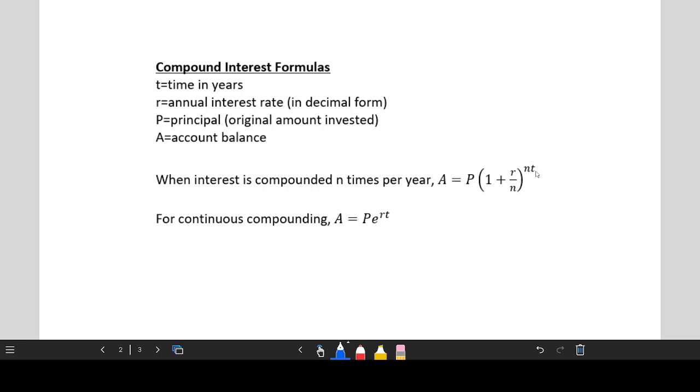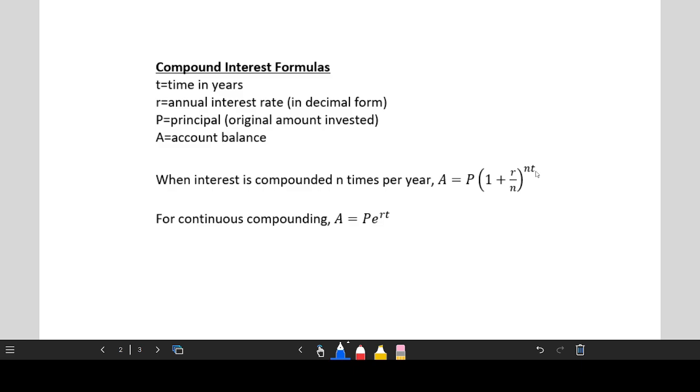R is the annual interest rate. We need to convert it to a decimal. So when banks advertise interest rates, they always advertise it as a percent. So we need to change that to a decimal to plug it in for R here. P is what we call the principal. That's the original amount that you deposited or invested in the account. And then plugging all of that into the right side is going to give us A, which is just the account balance after the t years.